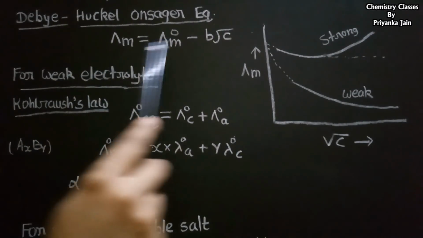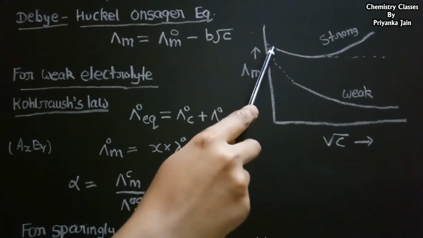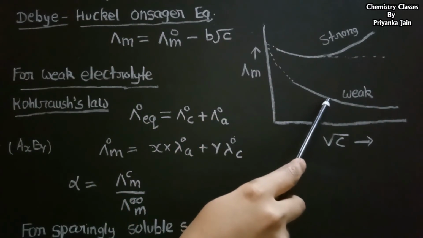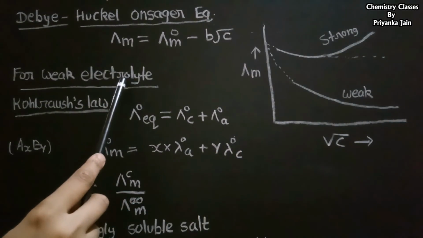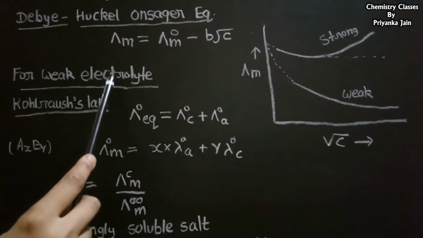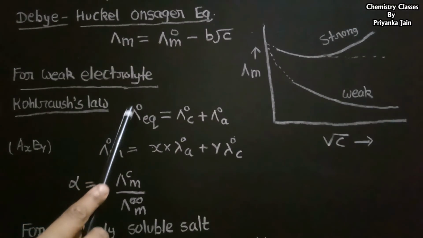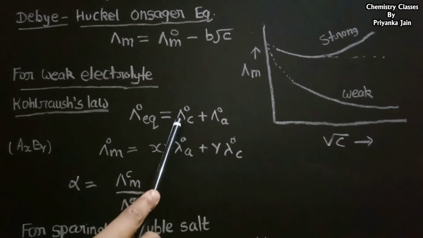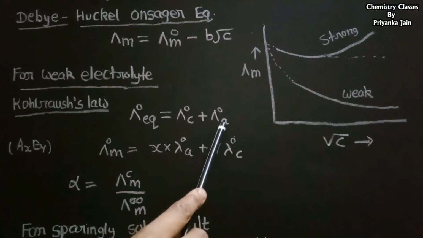In the case of a strong electrolyte, the limiting molar conductance can be found by extrapolating this graph to 0 concentration. But this cannot be done in the case of weak electrolytes. For weak electrolytes, if we want to find the limiting molar conductance, or molar conductance at infinite dilution, then we should use Kohlrausch's law. According to this law, the limiting equivalent conductance is given by the sum of the limiting conductance of the cations plus the limiting conductance of the anions.